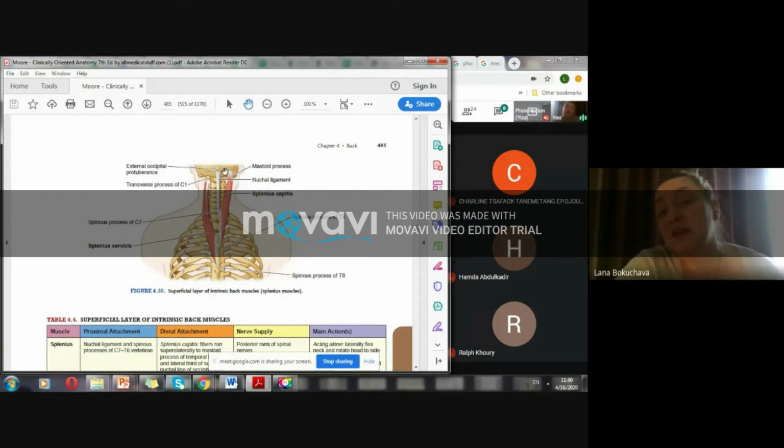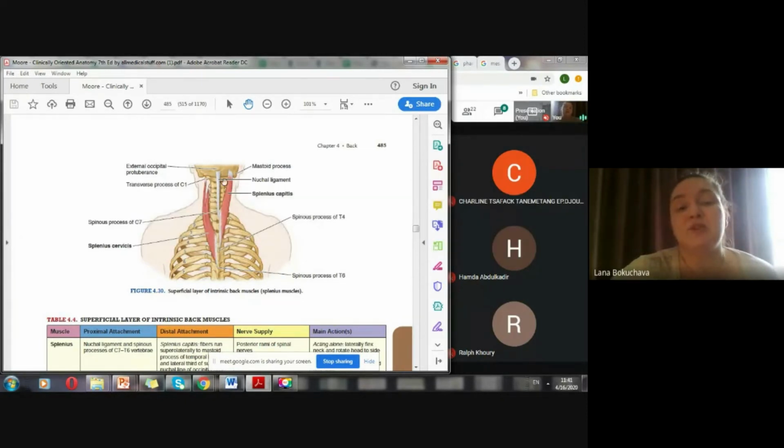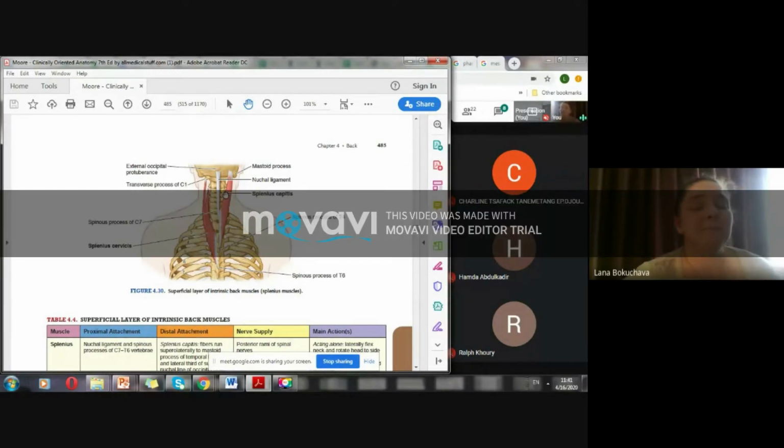Vice versa happens in the case of the splenius cervicis. Why? Because here we have the transverse processes of the cervical vertebrae. Most commonly it is C1, C2, C3, sometimes also C4 as the place of attachment of the splenius cervicis muscle.